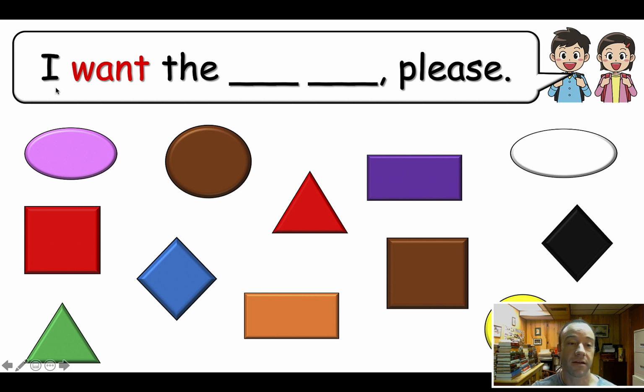A student from one of the teams, let's say you start with team 3 this time, says, I want the brown circle, please. And then you say, oh, the brown circle, this one? They say, yes, yes. And you click on it, and they get points.